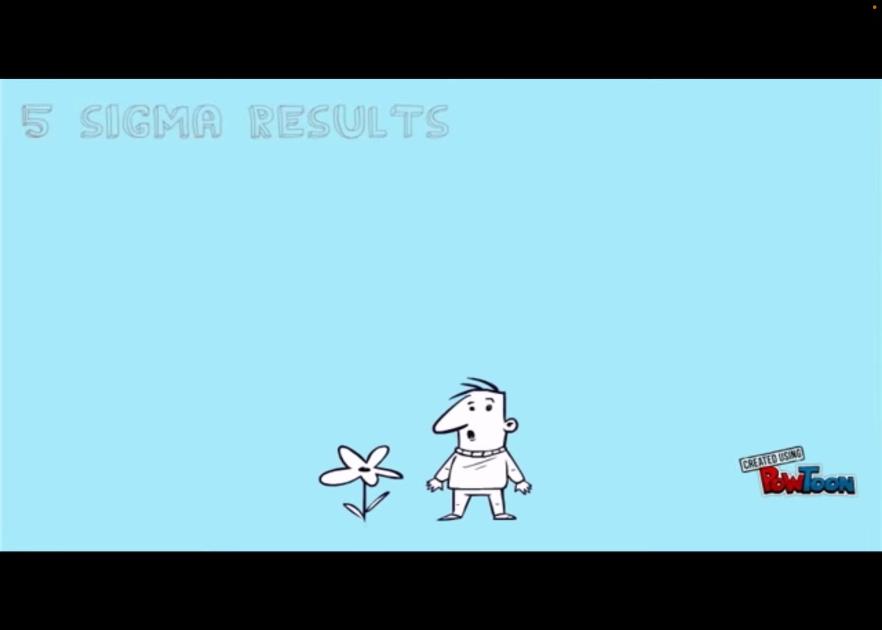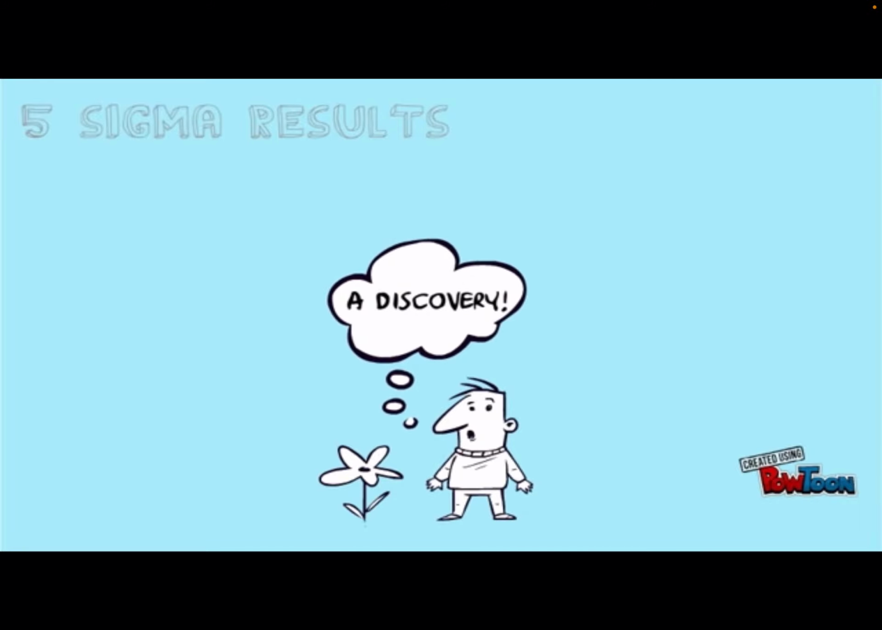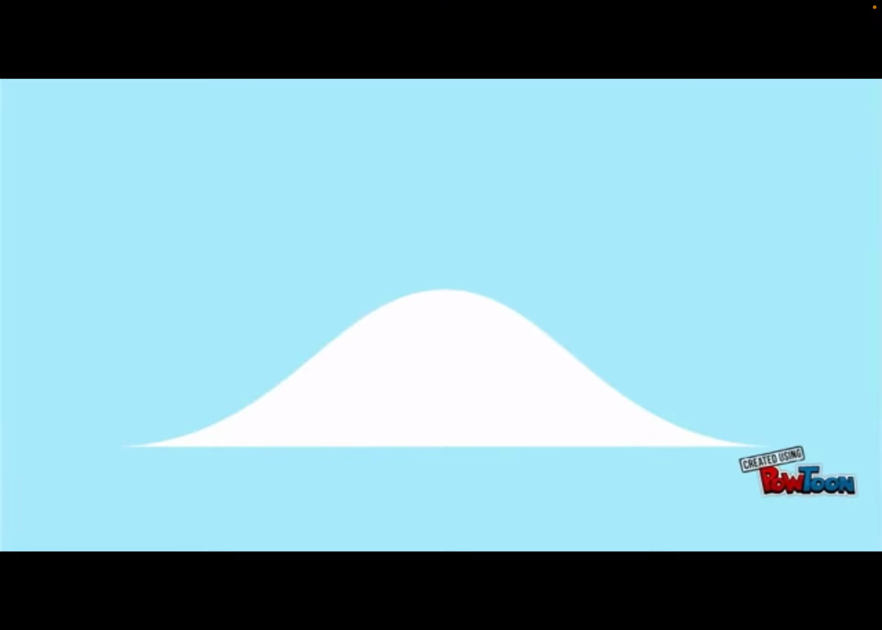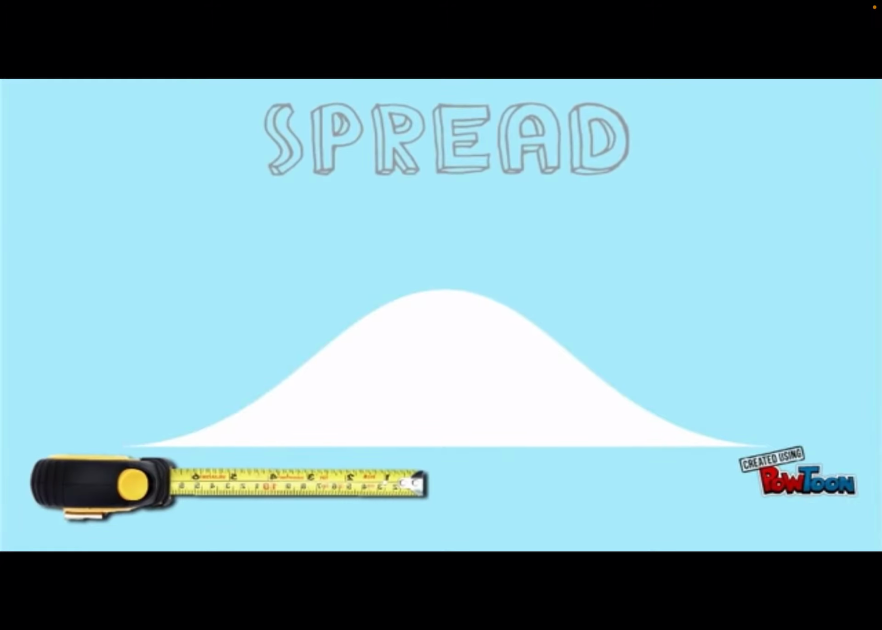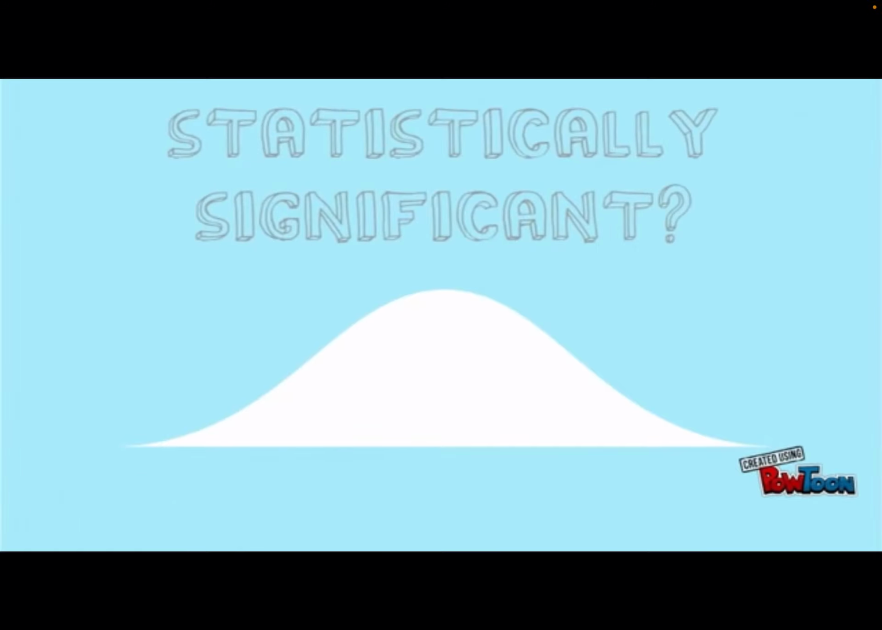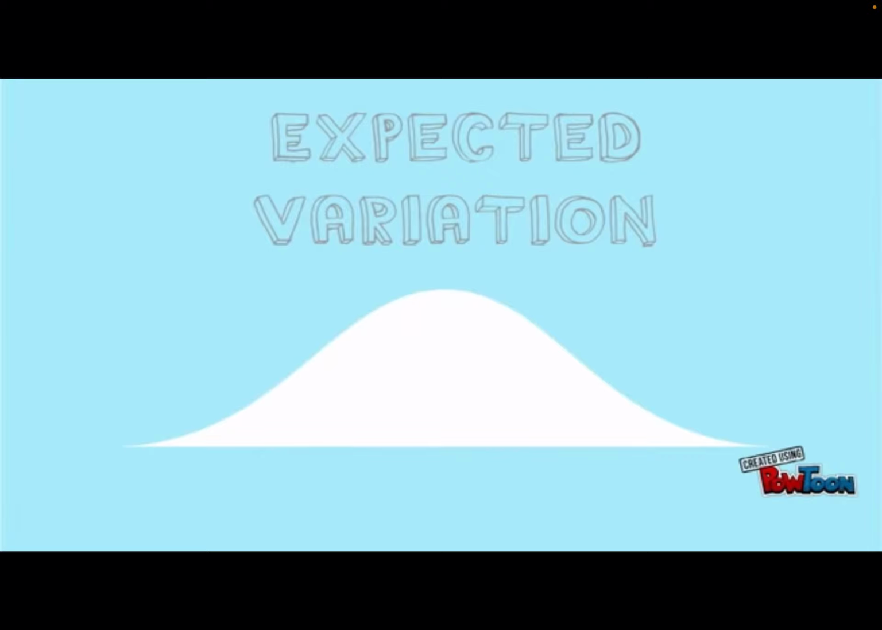In particle physics, scientists have what are called 5 sigma results that are 5 standard deviations above or below the mean. A result that varies this much can signify a discovery, as it has only a 1 in 3.5 million chance that it is due to random fluctuation. In summary, standard deviation is a measure of spread. Along with the mean, the standard deviation allows us to determine whether a value is statistically significant or part of expected variation.